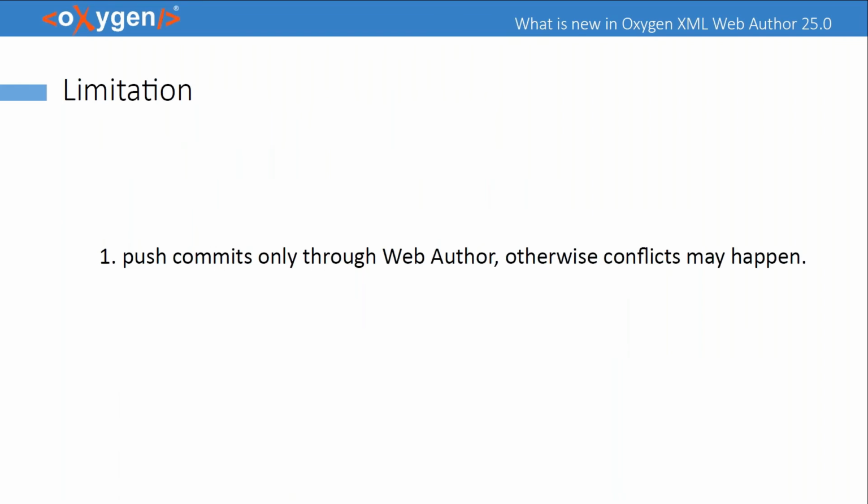Okay, but before showing the demonstration, I want to mention a limitation. You won't receive any conflict from GitHub as long as you use Web Author. If another colleague of yours force pushes in that branch, you can encounter conflicts. But if you stick with Web Author, you won't. This is the limitation.